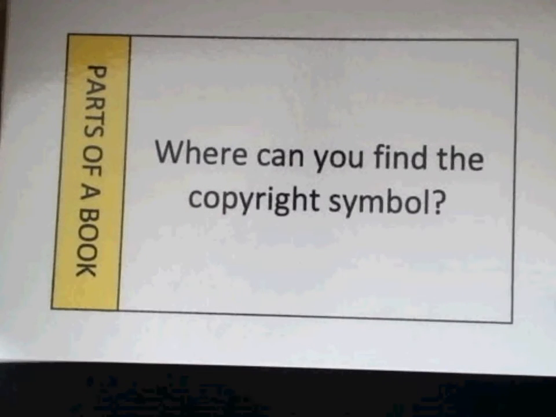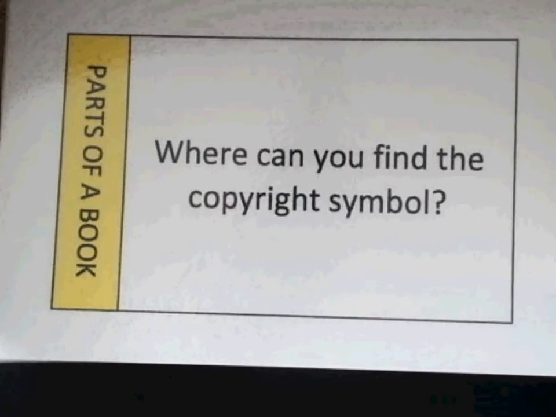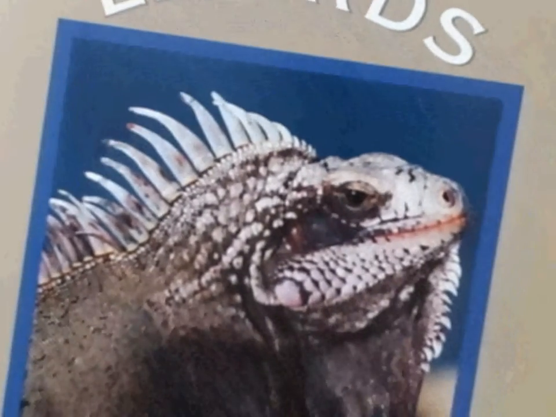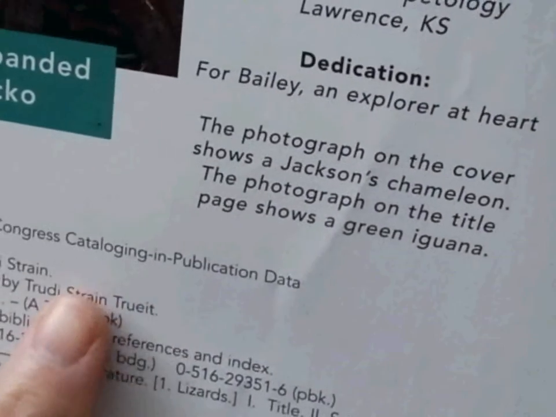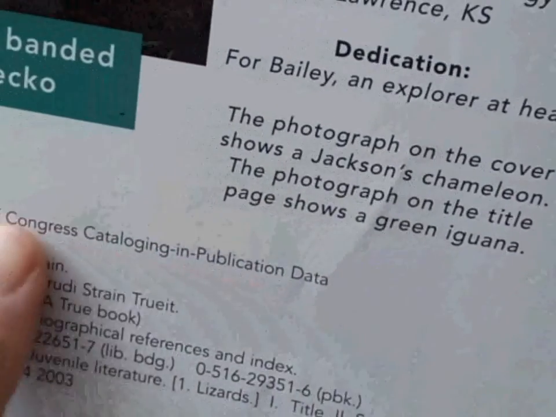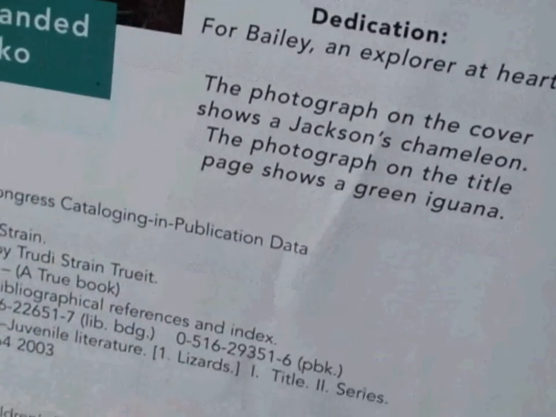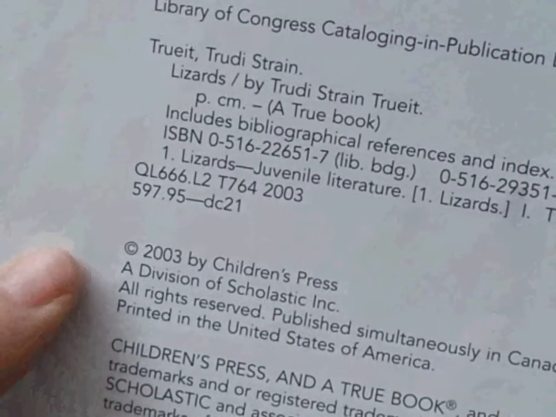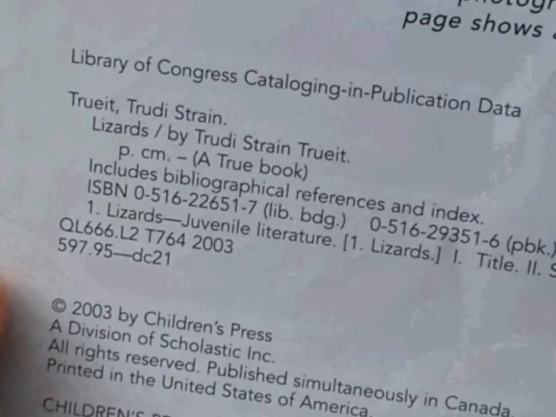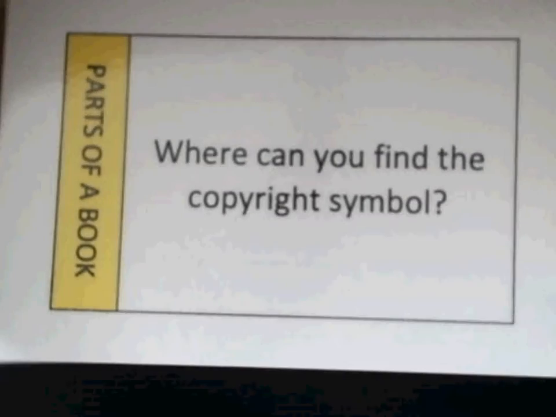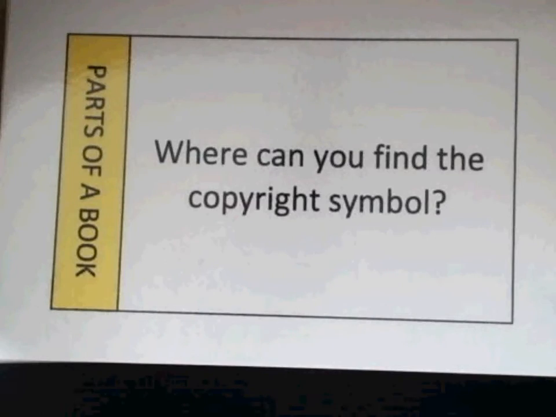Where can you find the copyright symbol? If you open a book, usually on the back of the title page. Here's that Blizzard book and there's the title page. If I turn to the back of that page, which is also called the verso, or the CIP page, because it says right here, cataloging in publication data, that's the CIP page. And if we go down here, we see the copyright symbol, and the date after is 2003. So where can you find the copyright symbol? Usually on the back of the title page.